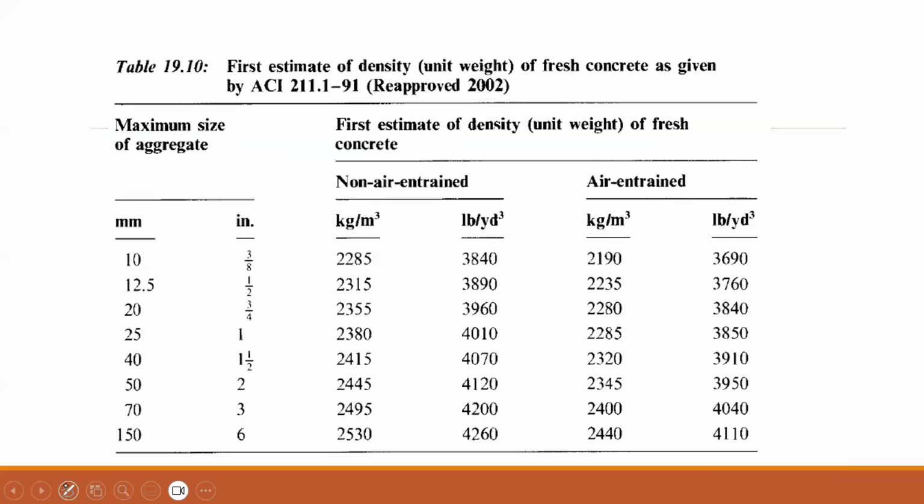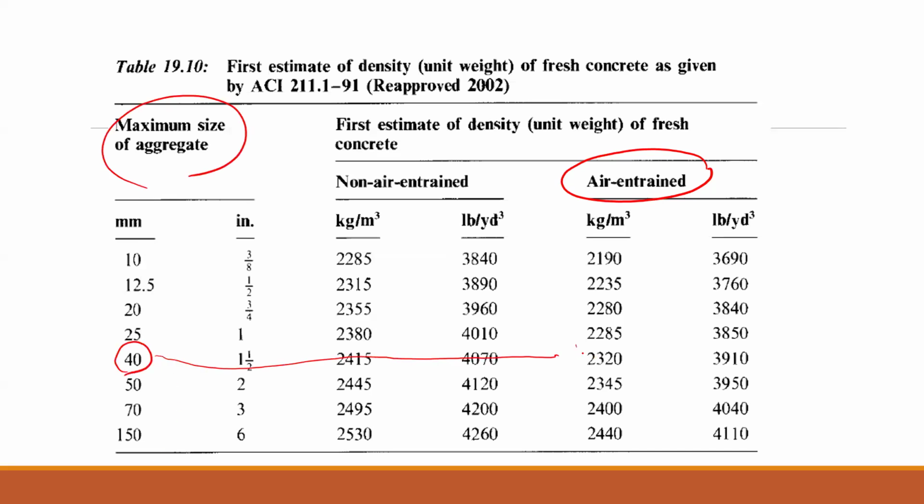Depending on whether we are looking at the air entrained concrete or non-air entrained concrete and the maximum size of aggregate, which is 40 in our case, we can find out the weight of fresh concrete in a cubic meter. So when you add coarse aggregate, fine aggregate, water, and cement together, we don't weigh the air. The rest of the things should be 2,320 kilograms. Are we good? Any question? No questions? Okay. So that's all from the tables.